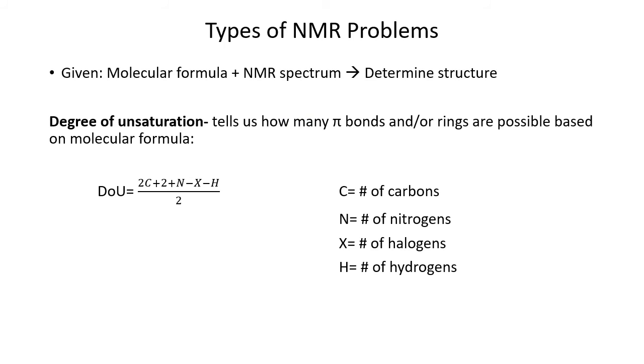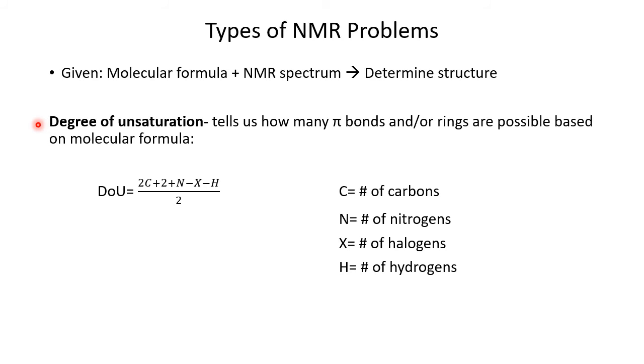There are 2 main types of NMR problems we're going to encounter in organic chemistry. In the first type of problem, you are given the molecular formula of a possible molecule, and you are also given its NMR spectrum. From these 2 pieces of information, you would be asked to draw or determine a structure that matches both of these pieces of data. This is a very complicated type of problem, and it's something that we're really only going to be doing in Chem 227.